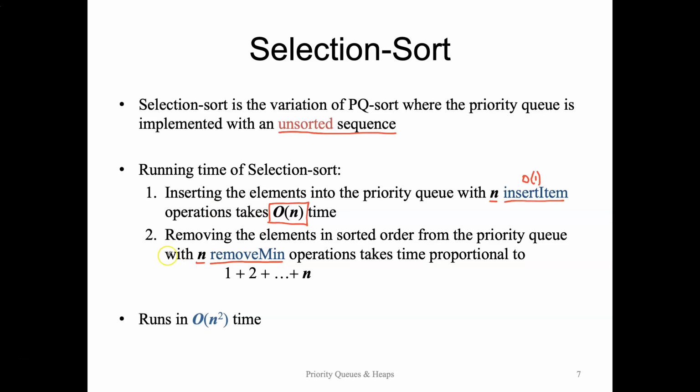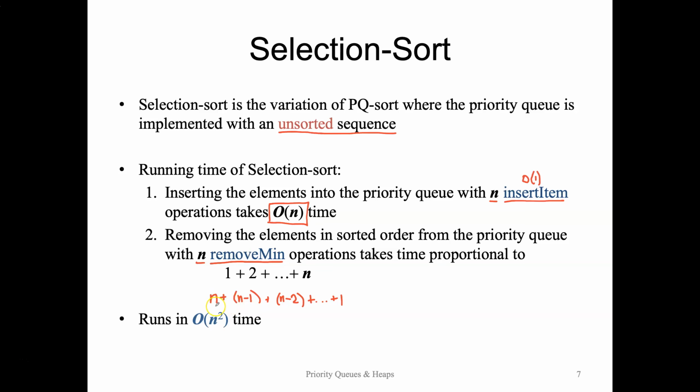In our second while loop, we call remove min n times, but remove min is more expensive. I'm going to write this at the bottom here. The first time we call remove min, we have to scan through the n elements in order to figure out which one is the smallest. The second time, we got rid of one item, so we scan through the remaining n-1 items. Every time we call this, we decrease how many items we have, but we still have to go through each one of them in order to find whichever one is the smallest.